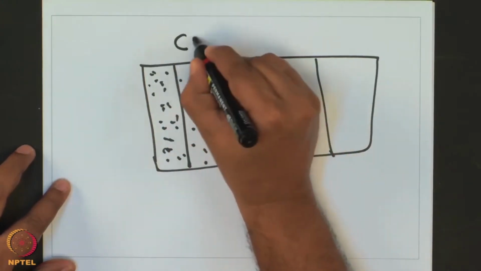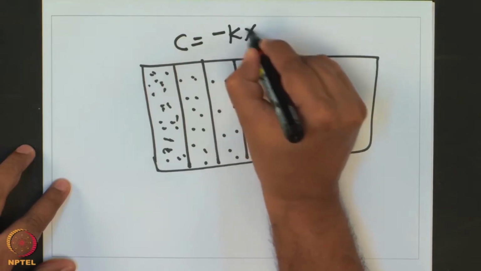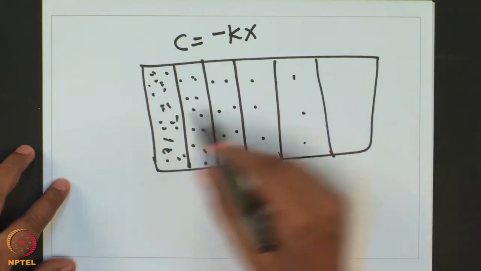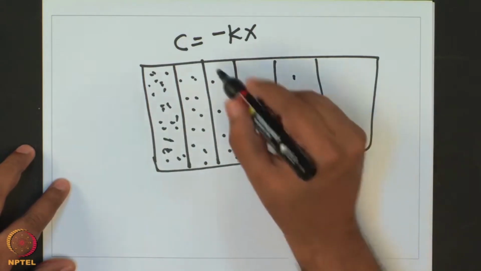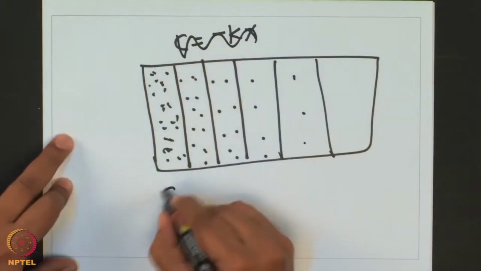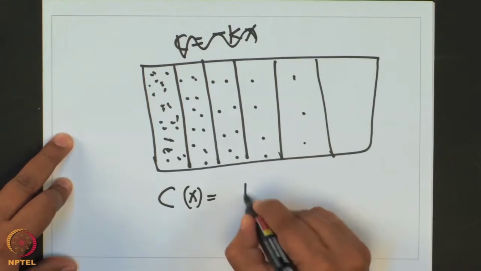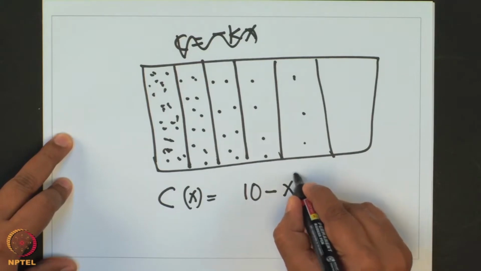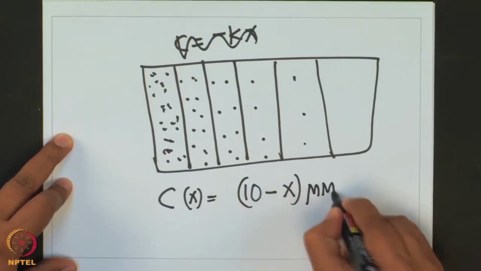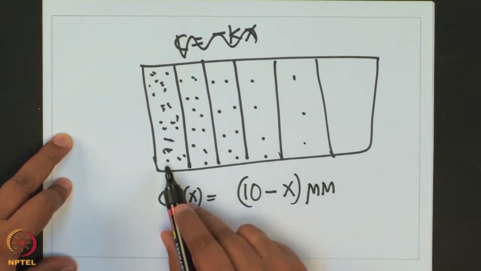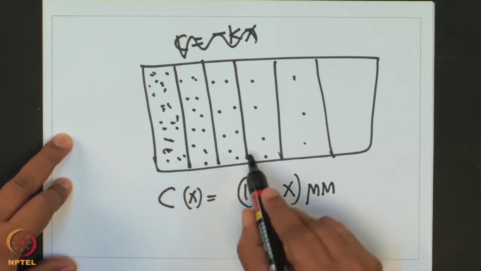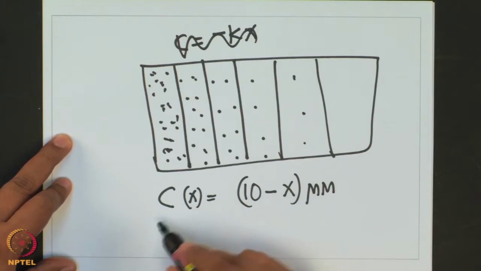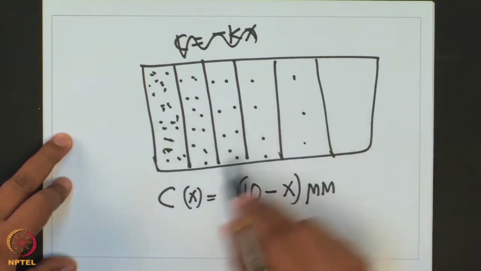Let us say the concentration here is minus kx. As x increases, the concentration decreases. So let me write an equation for concentration. C of x is equal to 10 minus x, in micromolar. This is the concentration. So when x is equal to 0, it is 10 micromolar. When x is equal to 1, it is 9 micromolar. When x is equal to 2, it is 8 micromolar, and so on. So this is the formula for the concentration.